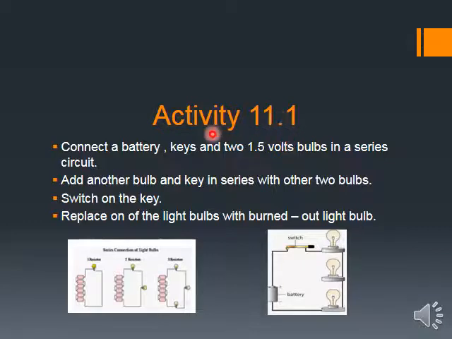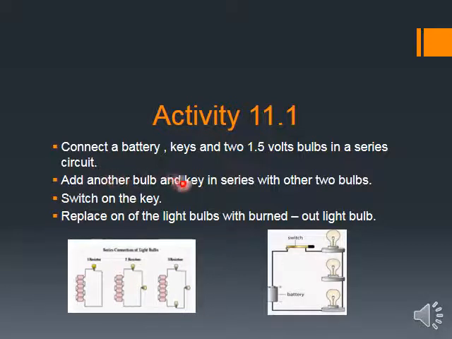Next one is activity 11.1. First, connect a battery, key and two 1.5 volt bulbs in series. Firstly, we have to connect two light bulbs. Here I have shown you that these two light bulbs are connected in a circuit.